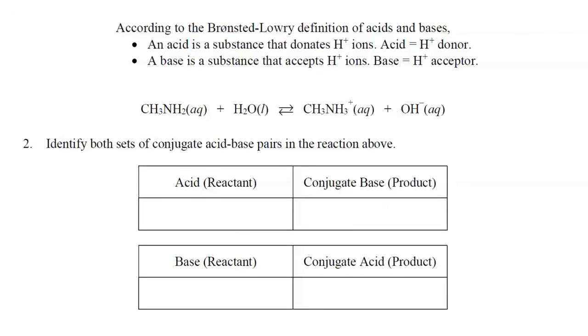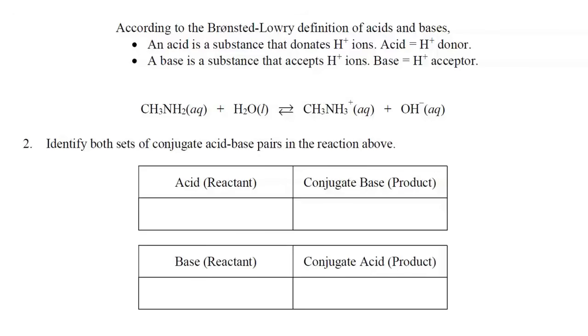Here is question 2. Identify both sets of conjugate acid-base pairs in the reaction above. So the first chemical that I see is CH3NH2, which is called methylamine. Now on the right side of the equation, it has accepted H+, because now it's CH3NH3+, or the methylammonium ion.